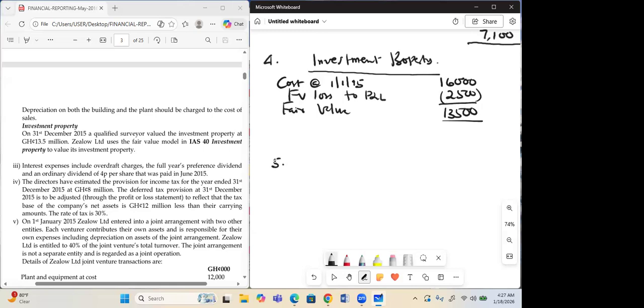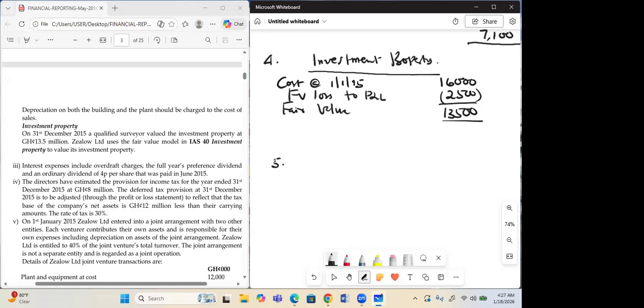So it means the interest is supposed to be there. Now they say a full year's preference dividend. Before a preference dividend will qualify as finance cost, the preference shares must be redeemable. True or false? True. Remember in the previous meeting, I explained to you that there are two main types of preference shares. We have the redeemable and the irredeemable. Do you remember? Yes.